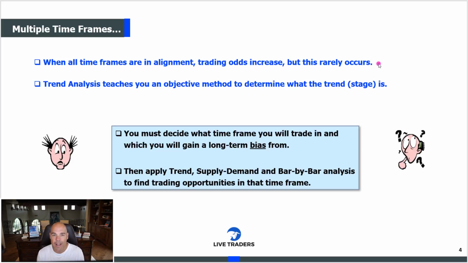So we're generally speaking looking for the daily time frame as our bias, and then the lower time frame is our entry time frame. So you must decide what time frame you will trade in and which you will gain a long-term bias from. Now, if you're a swing trader, your long-term bias might come from a weekly or a monthly chart, but your entry time frame might come from a daily or a 60-minute chart, right? If you're a core trader, your long-term bias might come from a monthly or a yearly chart, and your entry might come from a daily or a weekly, occasionally a monthly, right? So notice we're always going several time frames above to get the bigger picture bias, okay?